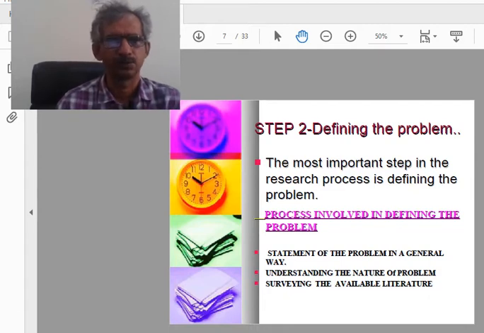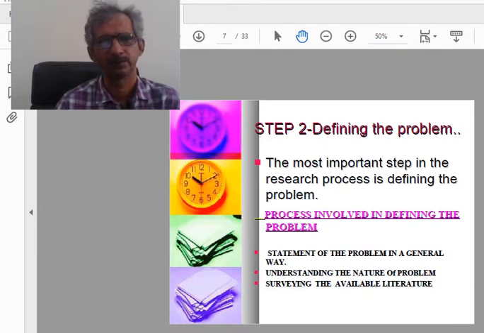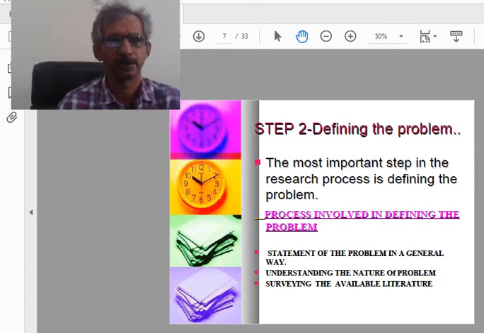Step 2, defining the problem. The most important step in the research process is defining the problem, that is, what issue you are going to research and what problem you are willing to solve. The process involved in defining the problem: here we are trying to define the problem, so the statement of the problem in a general way. Research problem means the statement of the problem.